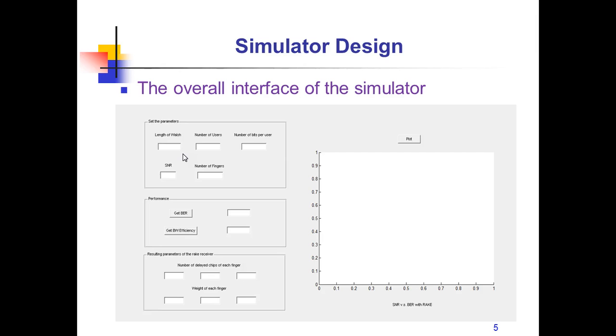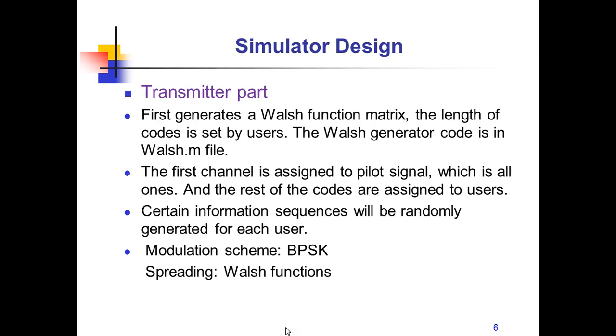After setting all these parameters in the first panel, the second panel will output the performance of the system in terms of bit error rate and bandwidth efficiency. At the same time, the third panel will also present the corresponding coefficients of the receiver. The first 3 boxes will present the number of delayed chips detected by each finger, and the next 3 boxes will present the weighting coefficients of each finger. The methods of calculating such coefficients will be explained later.